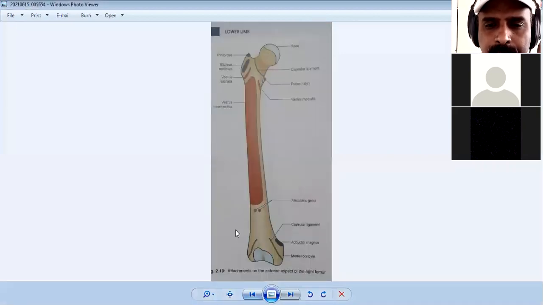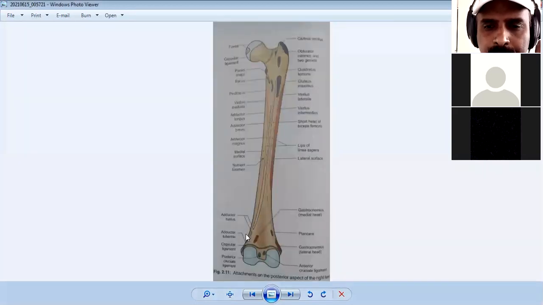You have the four surfaces like this: anterior surface, and here we have the medial surface and lateral surface, and we have the posterior surface. The lower one third of the shaft we call the popliteal surface of the femur. This one we are going to get in the popliteal fossa, and this surface of the lower one third of the posterior surface of the shaft of femur is called the popliteal surface.